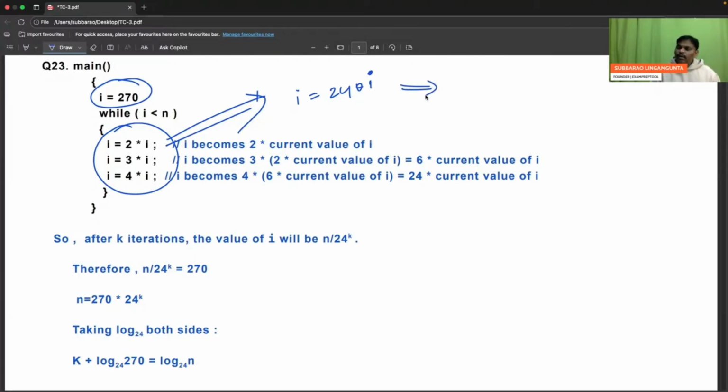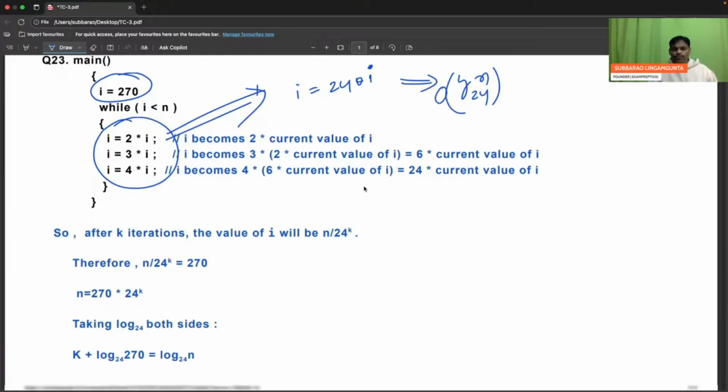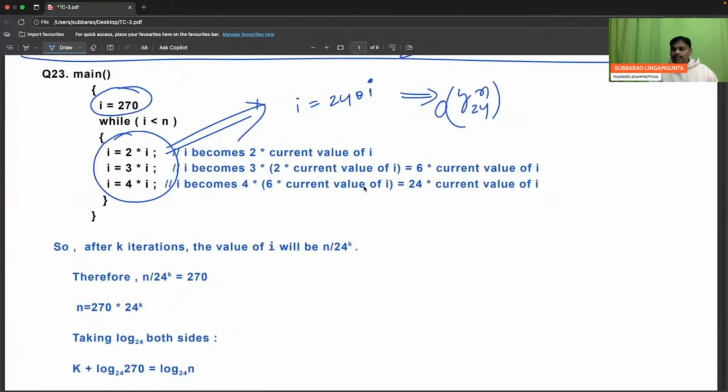Everyone knows that multiplying by 1/2 is nothing but dividing by 2. The only thing is, if you start from a big number, you divide; if you start from a small number, you multiply. So the answer is going to be log n base 24. If you want clarity, just go for the proof. Every time you need not do the proof; only if really required, then do it.